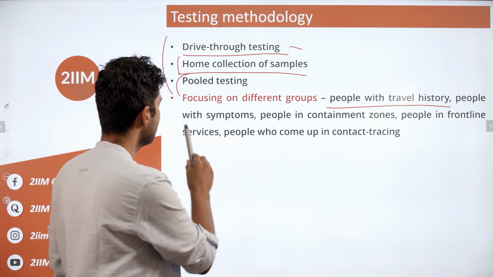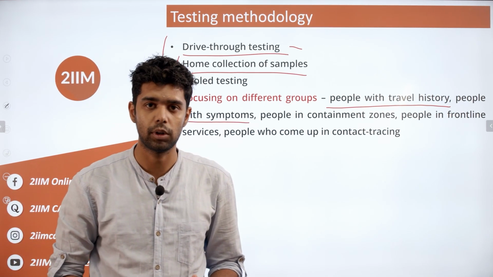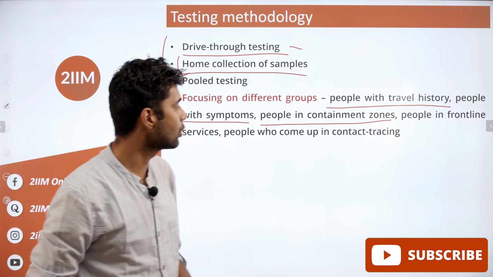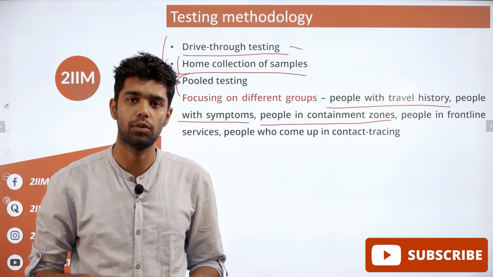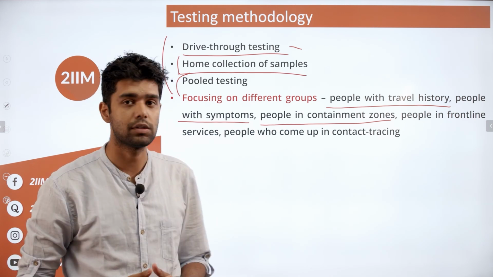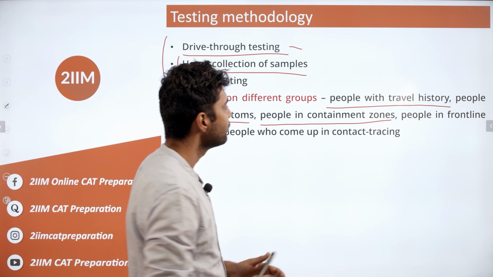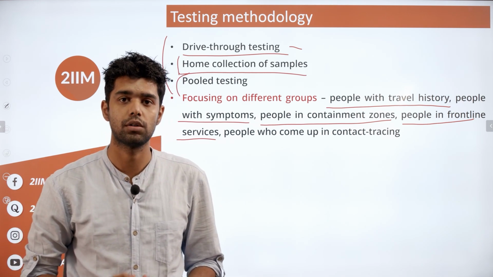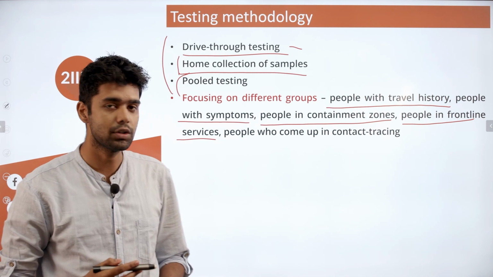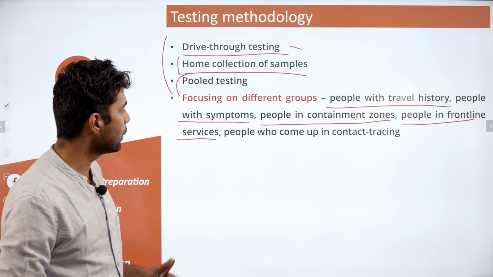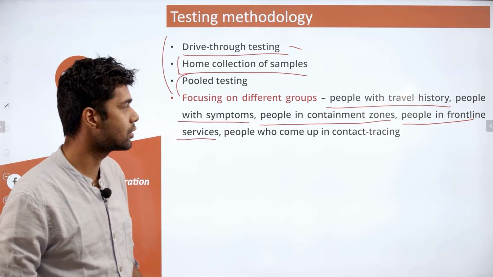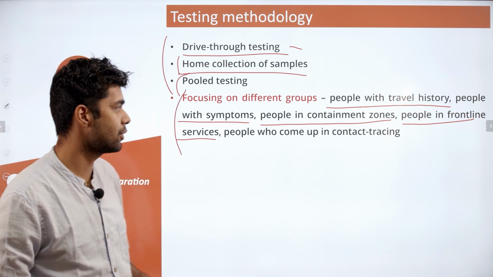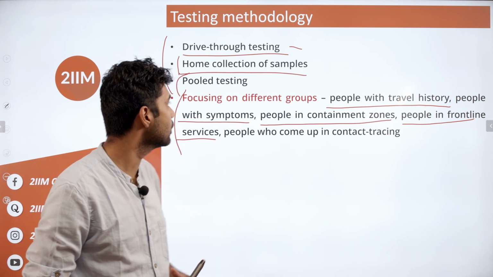You could also test people with symptoms, because symptoms are a major indicator of there being some problem in the body. People in containment zones could also be tested. Containment zones are places where the number of cases is very high, so naturally the possibility of more cases coming up is also high. There are also people involved in essential services. You have frontline workers, including doctors, nurses, and policemen. These workers are constantly in contact with people, so they could also be tested. And people who come up in contact tracing are also one major group that you can possibly test. The major point here is that in different stages of the pandemic, different groups of people are chosen and tested accordingly.